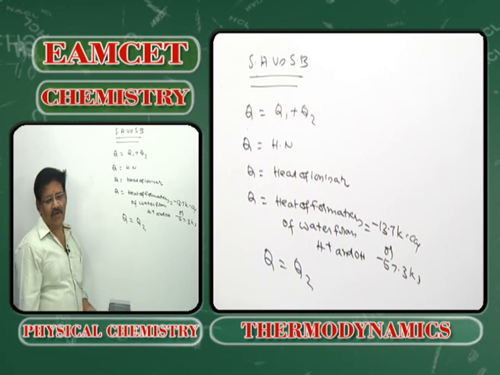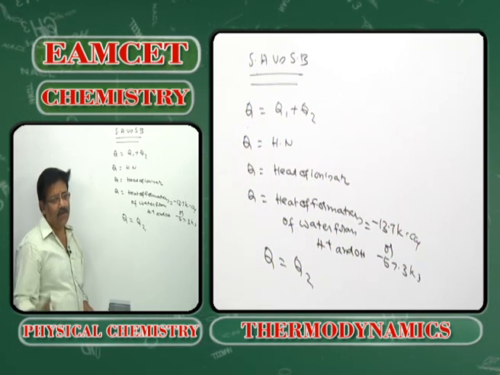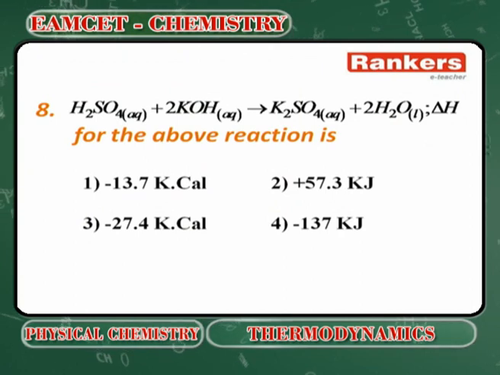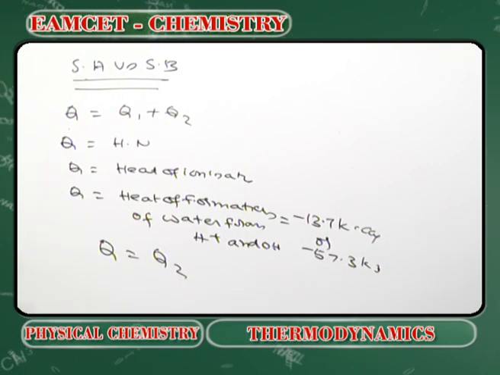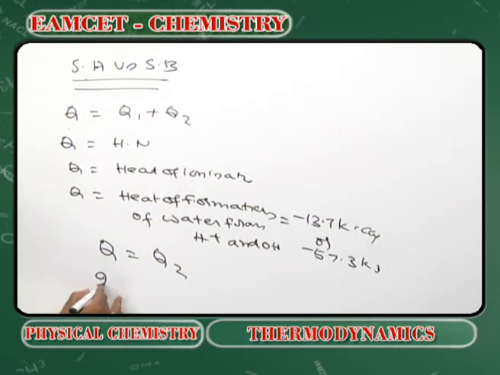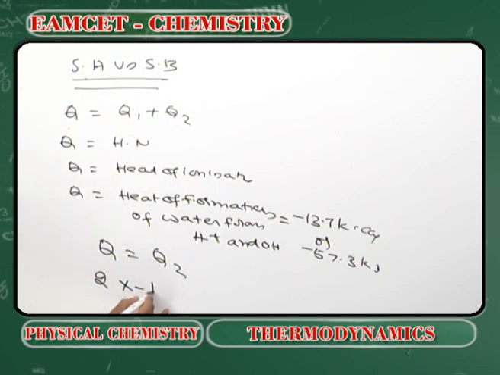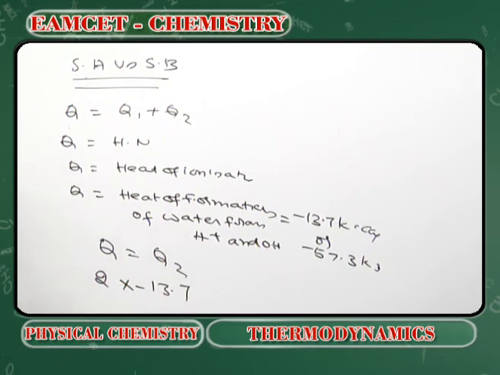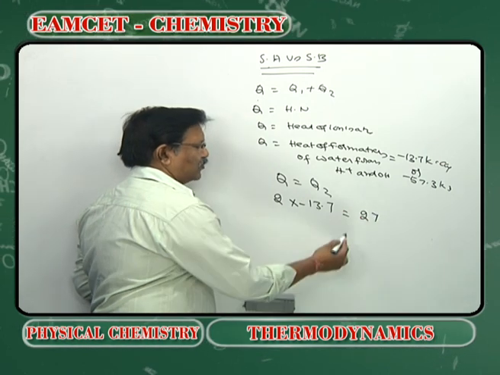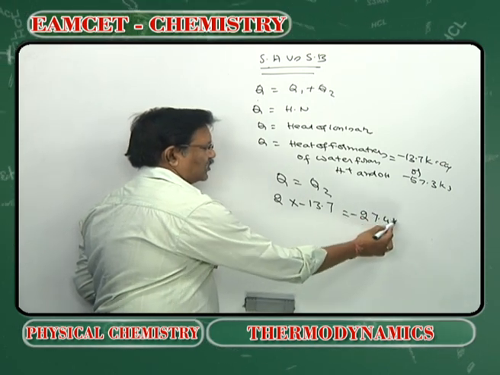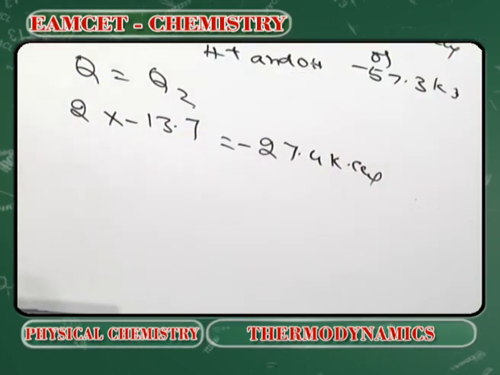Here how many moles of water are formed? 2 moles of water are formed. For 1 mole of water, what is the Q2 value? Minus 13.7 kilocalories, or minus 57.3 kilojoules. Here 2 moles of water are formed, so what will be the value? 2 into minus 13.7, which is equal to minus 27.4 kilocalories. Option 3 is the answer.